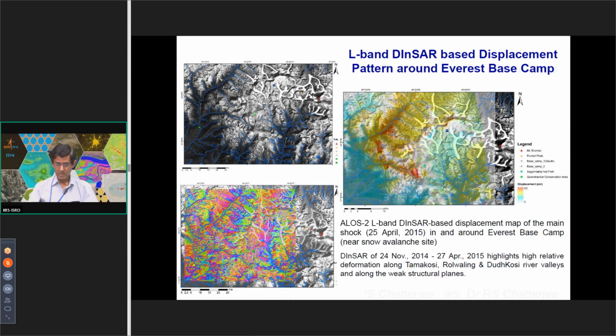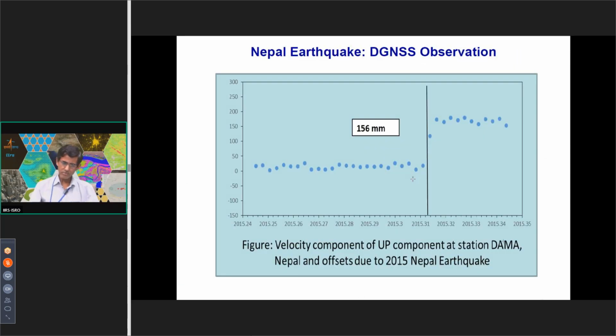More stress can be propagated through this direction, and because of soft sediments, more shaking could take place. Now, if you compare with the GNSS observation, there is one GNSS observation we have very close to that. The location point is named Dama, this point.